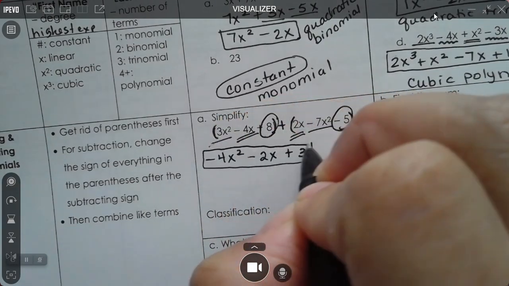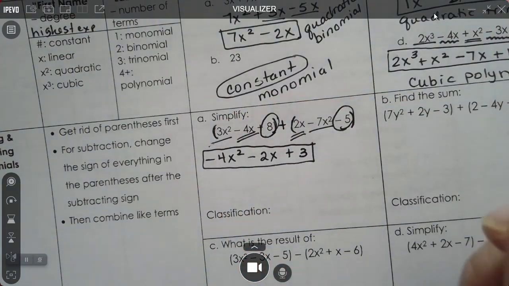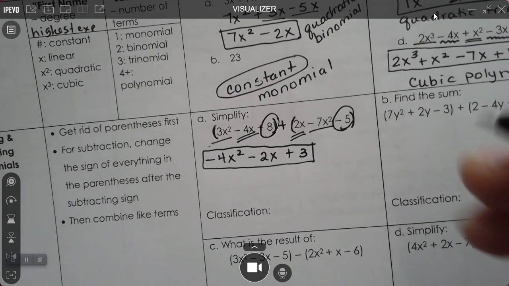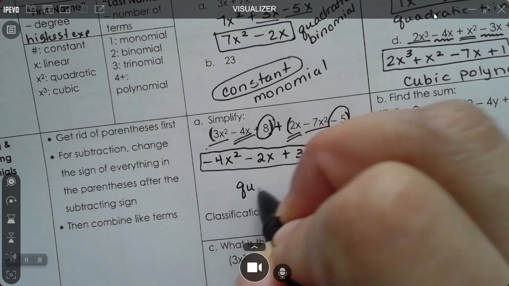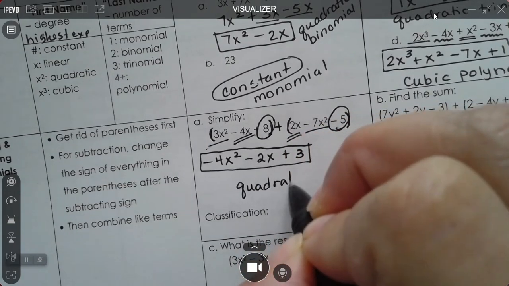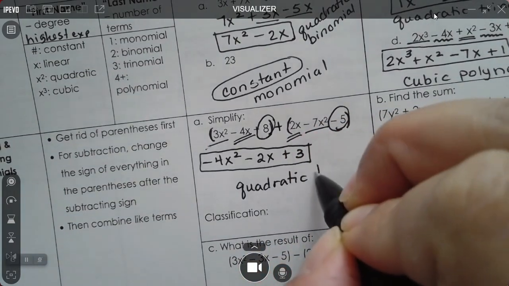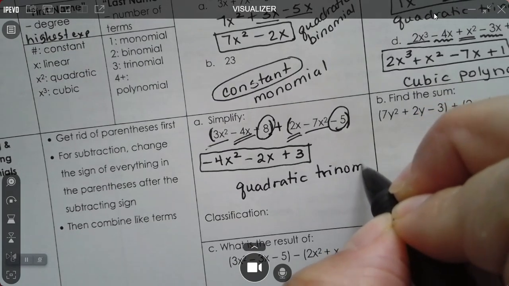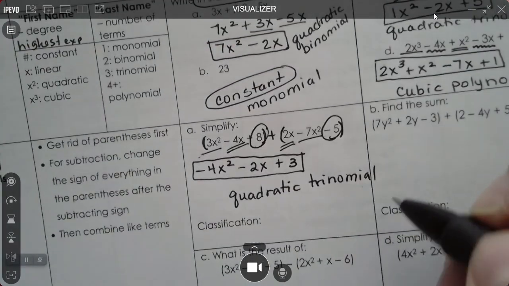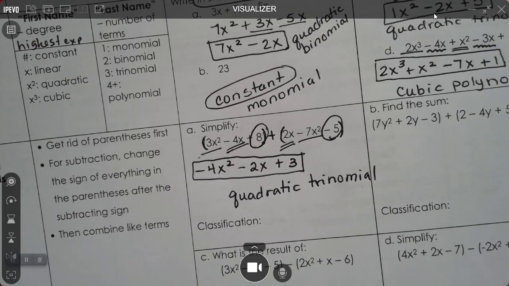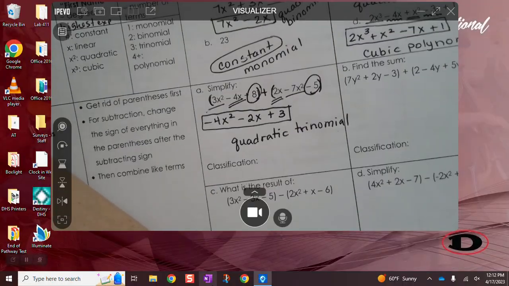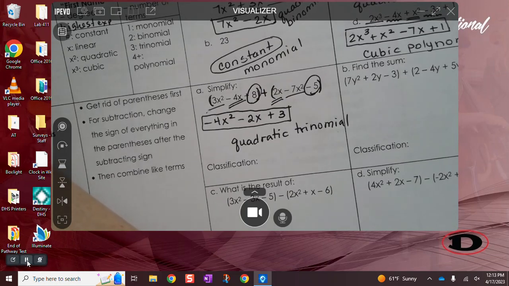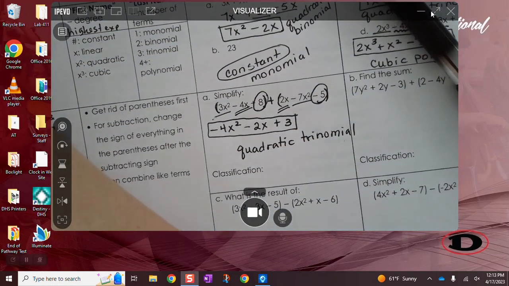All right, can you all classify it? All right, sorry, had to get the door.